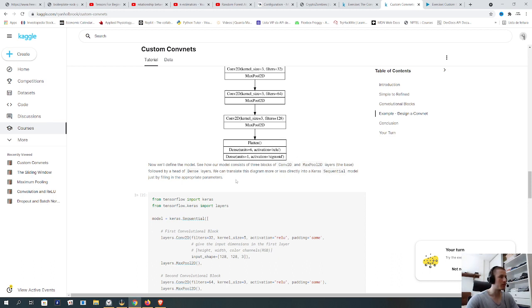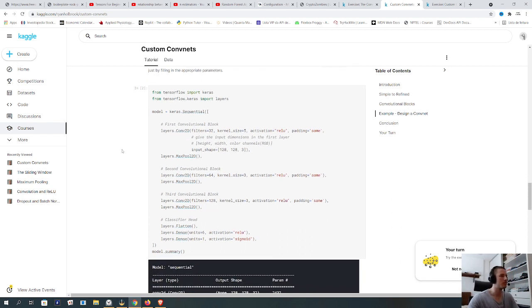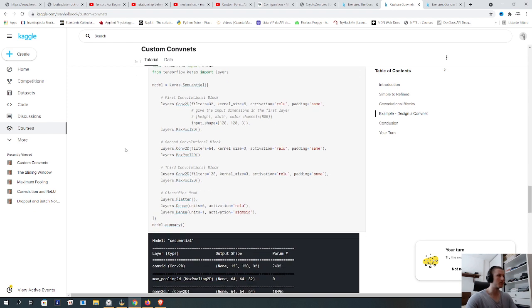Now we will define the model. See how our model consists of three blocks of Conv2D layers, the base, followed by a head of dense layers. We can translate this diagram more or less directly into a Keras Sequential model just by filling in the appropriate parameters. So Keras Sequential, ReLU, same, input shape: height, width, color channels. Give the input dimensions in the first layer. So the input shape is the dimensions of the picture.